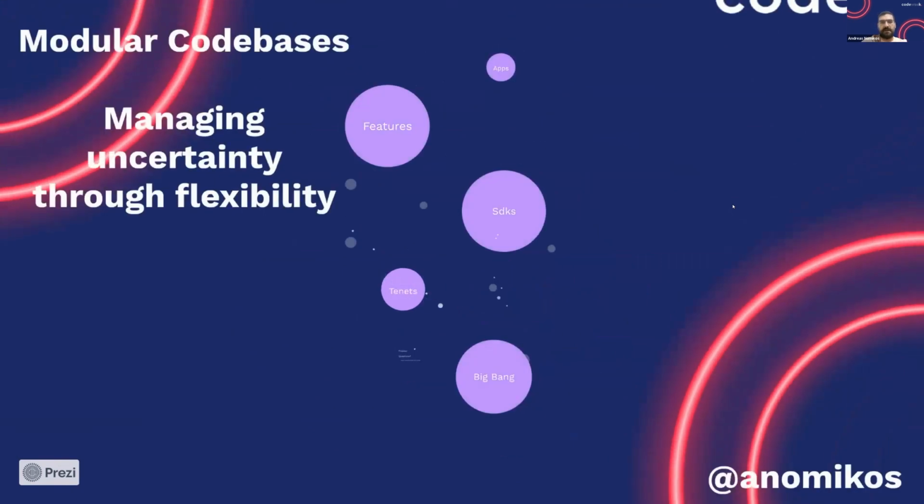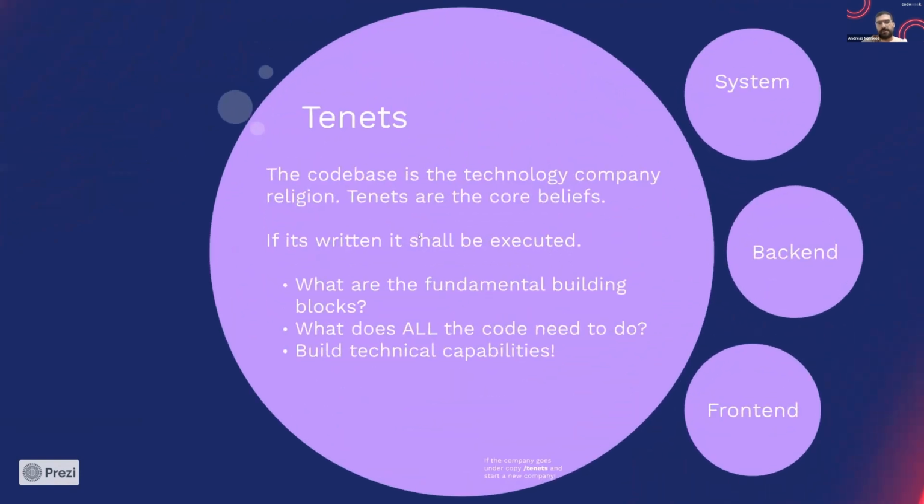I'm going to argue that following this high-level structure of these 4 layers, apps, features, SDKs, and tenants, is going to give you a lot more flexibility. It's going to allow you to adapt to these different scenarios. Let's take a look at what each of these means. So what are the tenants? I consider the code base as the technology company's basic religion. So if that's the case, then the tenant libraries are the core beliefs of the religion. That basically means tenants are the fundamental building blocks on which your entire code base depends.